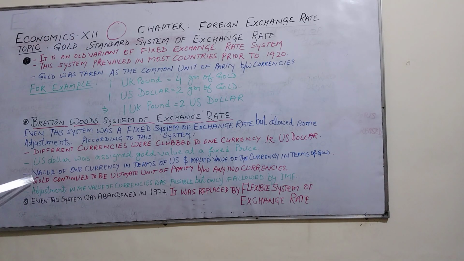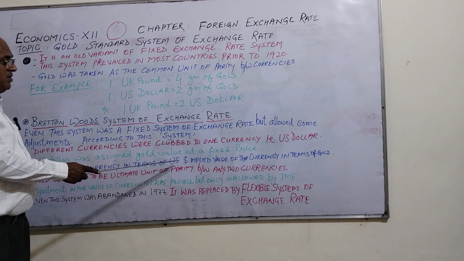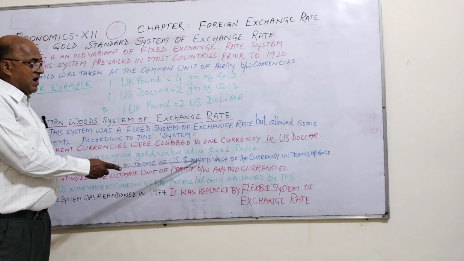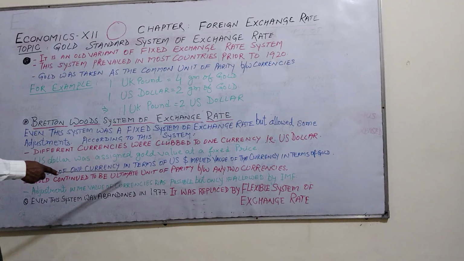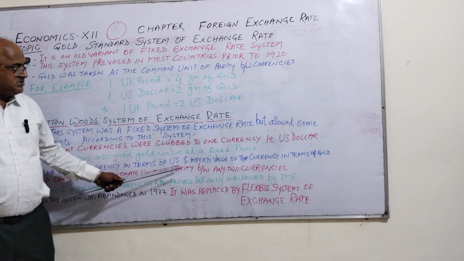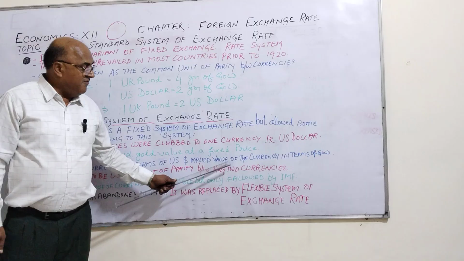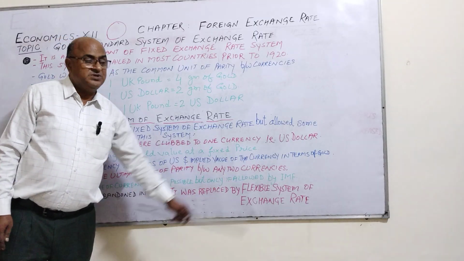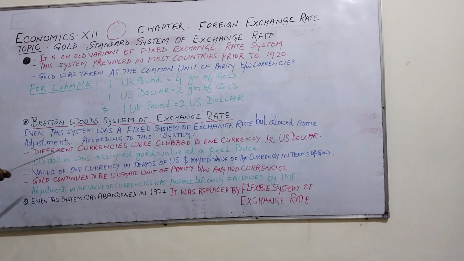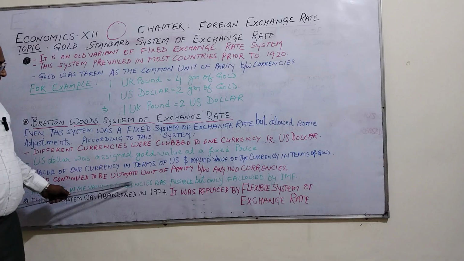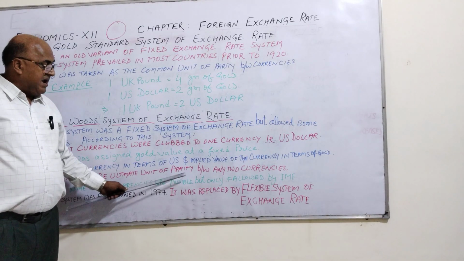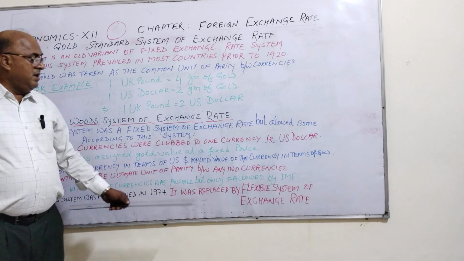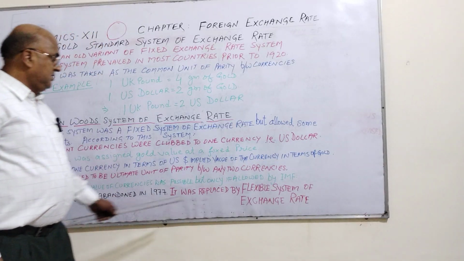Now, value of one currency in terms of US dollar implied value of that currency in terms of gold. So gold is a key parity value between the countries. So again, gold continued to be the ultimate unit of parity purchasing power between any two currencies.